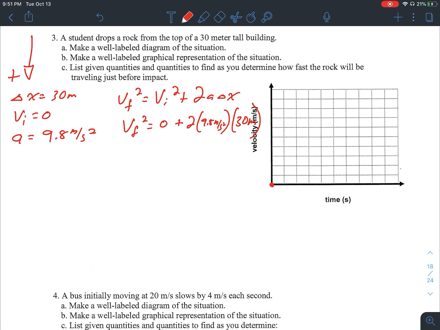And we plug that into our calculator, and we get a number of 24.5 meters per second. Not forgetting to take the square root because we are looking at VF squared here, but we want to know the VF, the final velocity. So now we can plot that a little bit better.